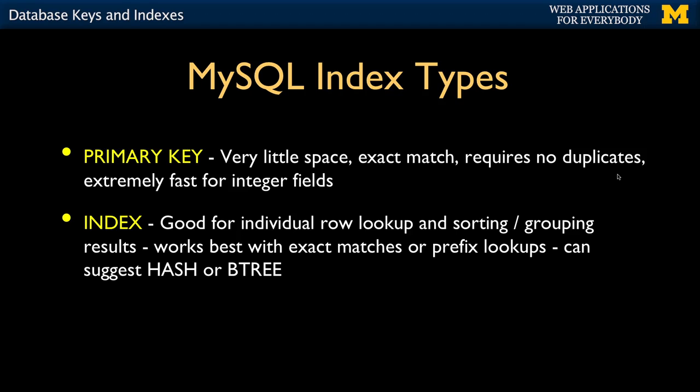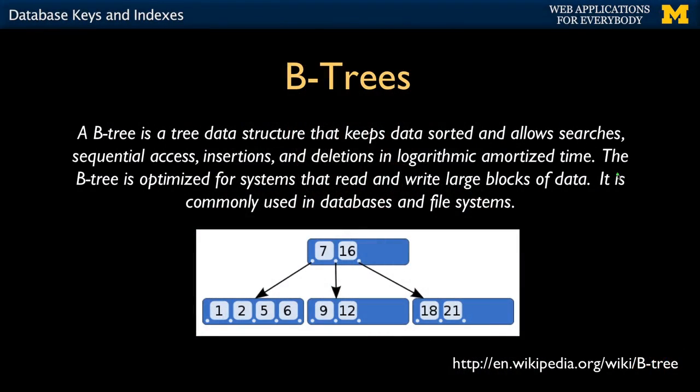The primary key index, I showed you that in the other one, takes very little space, exact match, no duplicates, but it's super fast for integer fields, and you'll notice that the primary key that I put on was an integer field. The index that I used on the other one, either hash or B tree, is good for prefix lookups. The B tree is best for prefix lookups. Most people tell you to not even tell it to use hash or B tree and let it adjust sometimes based on the data. This is the internal structure of the B tree.